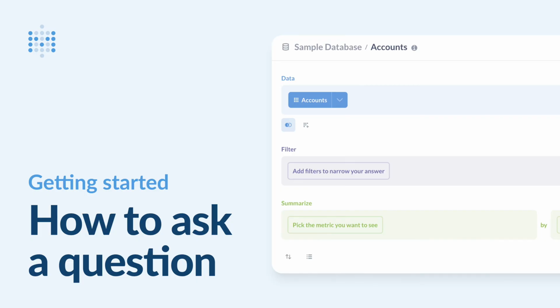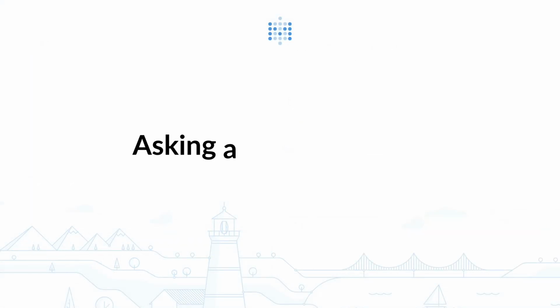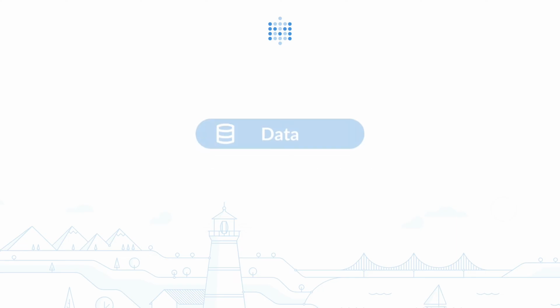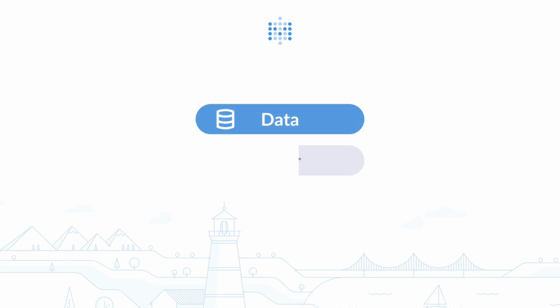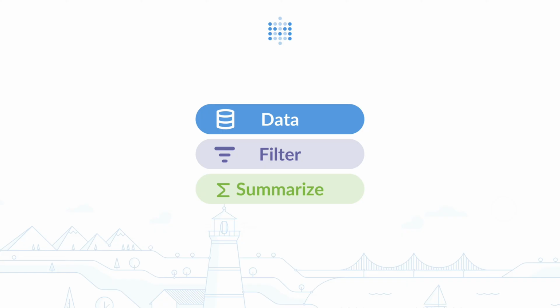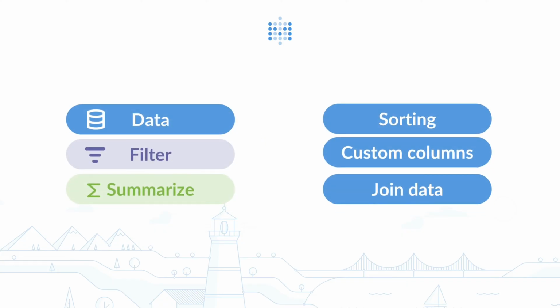In this video I will show you how to query data using the query builder. Well, in Metabase we refer to it as asking a question, because you probably have a business question that you need an answer for. And asking a question in Metabase is like building with blocks. You start by selecting your data, then you can apply a filter, and then you can aggregate it, which we call summarization. You can also use other blocks like sorting, custom columns, and joining data.